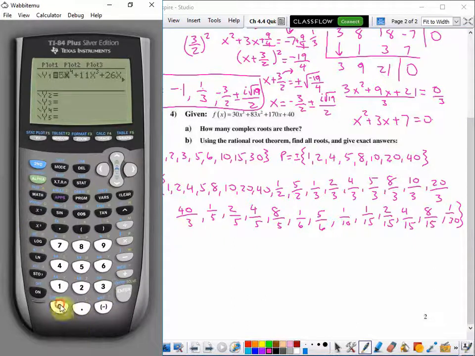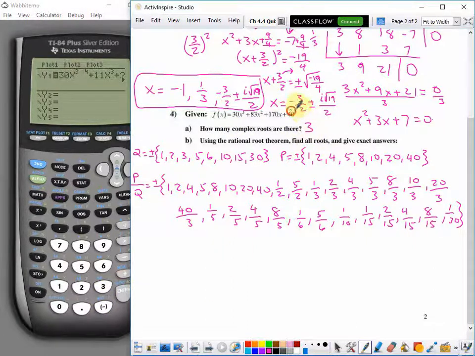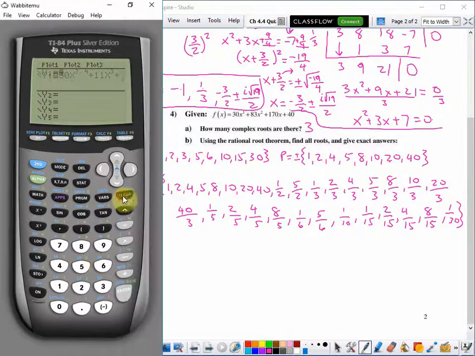Okay, so 30x cubed. By the way, we did not write this. How many roots? It's a degree of 3. So there are 3 roots. Okay, I should have cleared this. So 30x cubed plus 83x squared plus 170x plus 40.